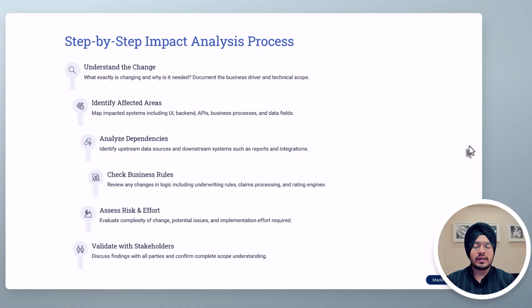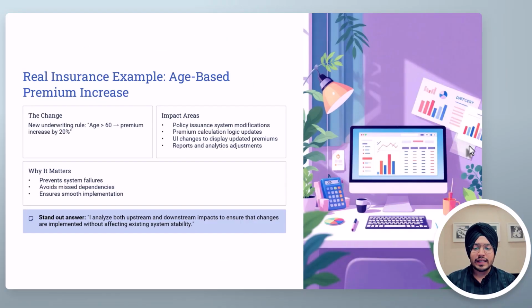So, for any logic change, including the underwriting rules and claim processing, we need to check whether it will be impacting them or not. Assess risk and effort. Then we need to assess the effort for this change, potential issues, and implementation effort. Then we need to validate with the stakeholders, where we will be discussing our findings with them and confirming complete scope understanding. Let's take an example.